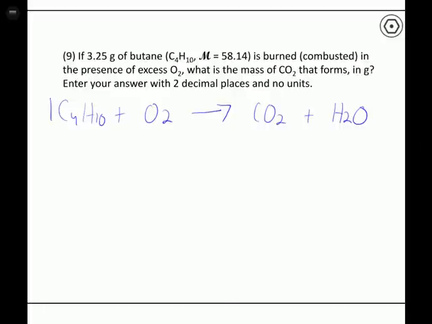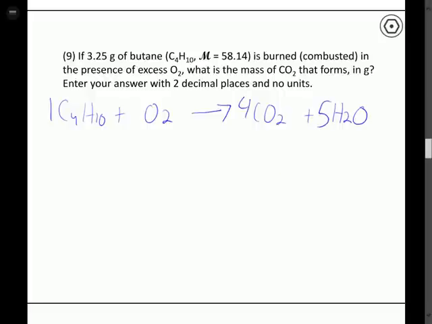We're going to balance the product side first and then balance O2 last. So if we have C4H10, we have 4 carbons, so we need 4 CO2s to form. We have 10 hydrogens, so that means we need 5 waters to form. And then if we look at oxygen, on the product side of the reaction, we have 4 times 2 is 8, plus 5. So we have 13 oxygens, which means we need 13 halves O2. If you're repulsed by the idea of fractional coefficients, we can double everything. So we get 2 C4H10 plus 13 O2 going to 8 CO2.